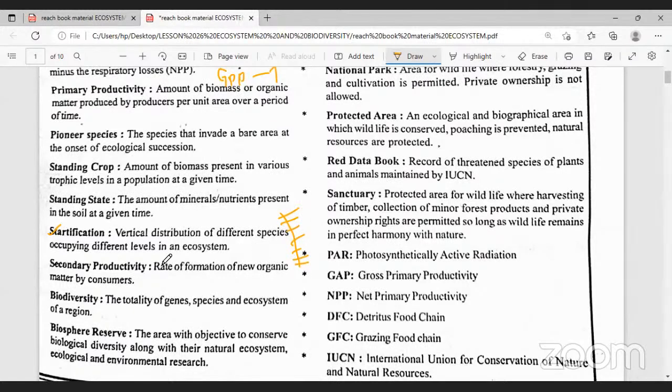Imagine. Okay, the second one is secondary productivity: the rate of formation of new organic matter by consumers.